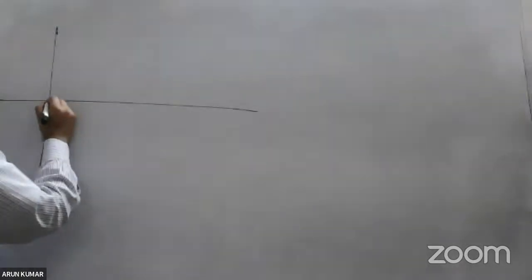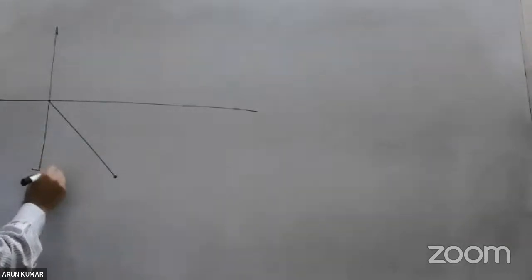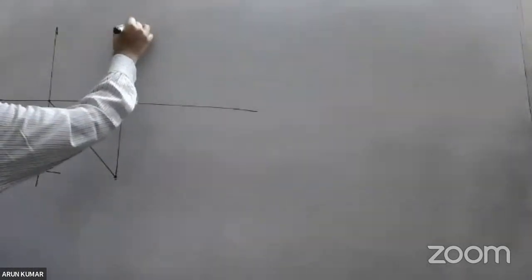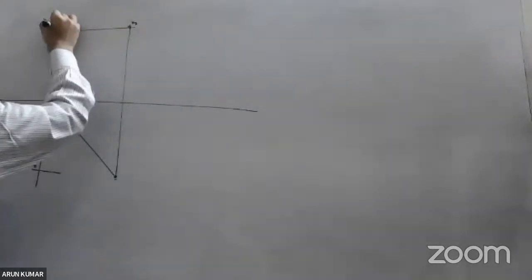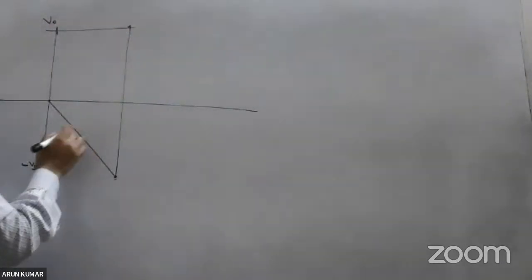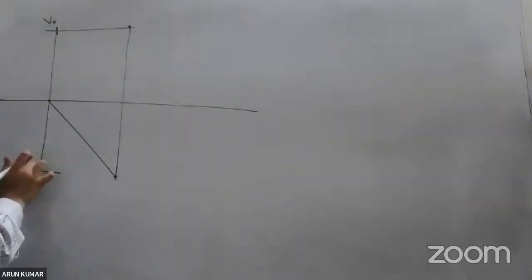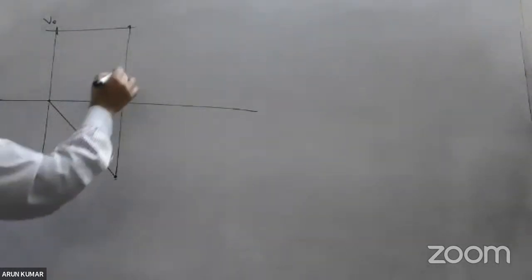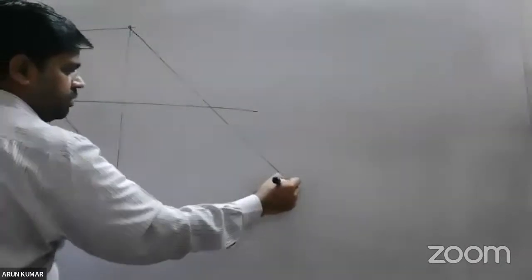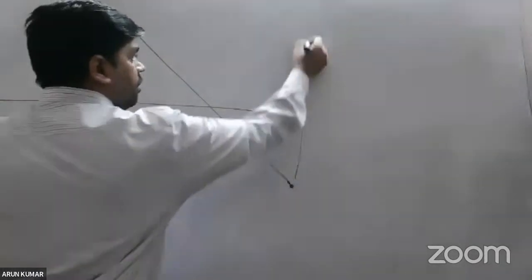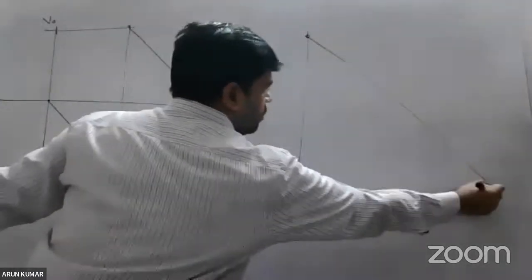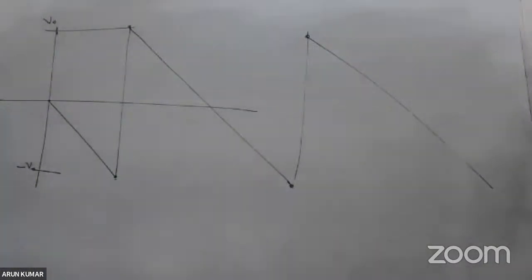If 0 comes to minus V naught, jumps to V naught, and so on. Is it okay? Are you all convinced with the graph? Yes, sir. But the graph is not complete.